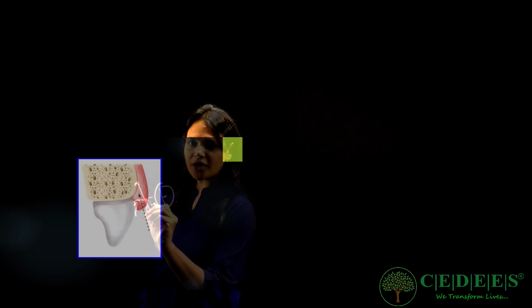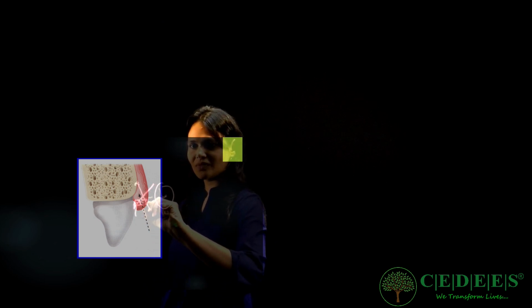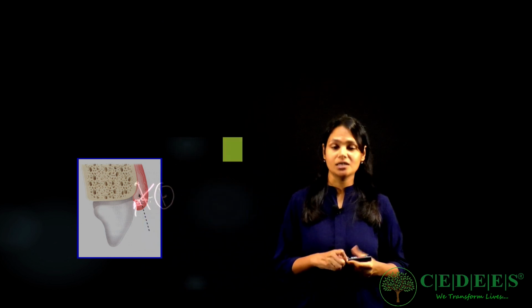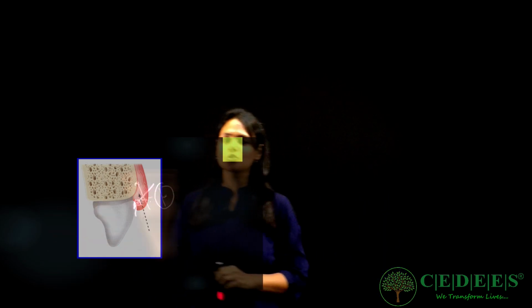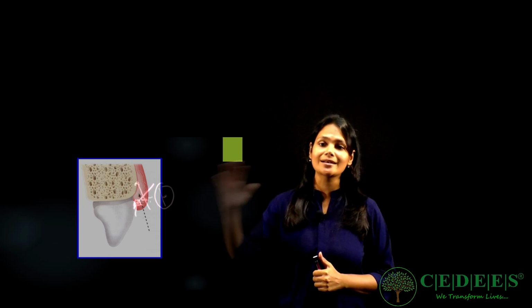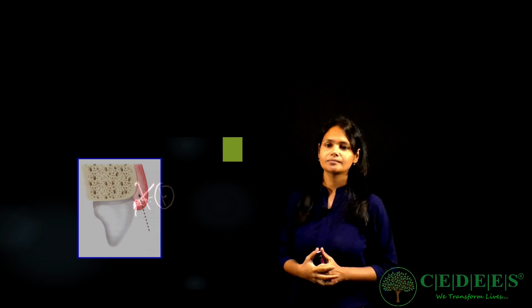Again, if we mark the pocket here and then we cut the gingiva like this, that is your external bevel incision, because as you can appreciate here, the bevel will be seen outside. When you look at the gingiva, you can appreciate that there is a bevel over there, external bevel incision, which is used in gingivectomy.